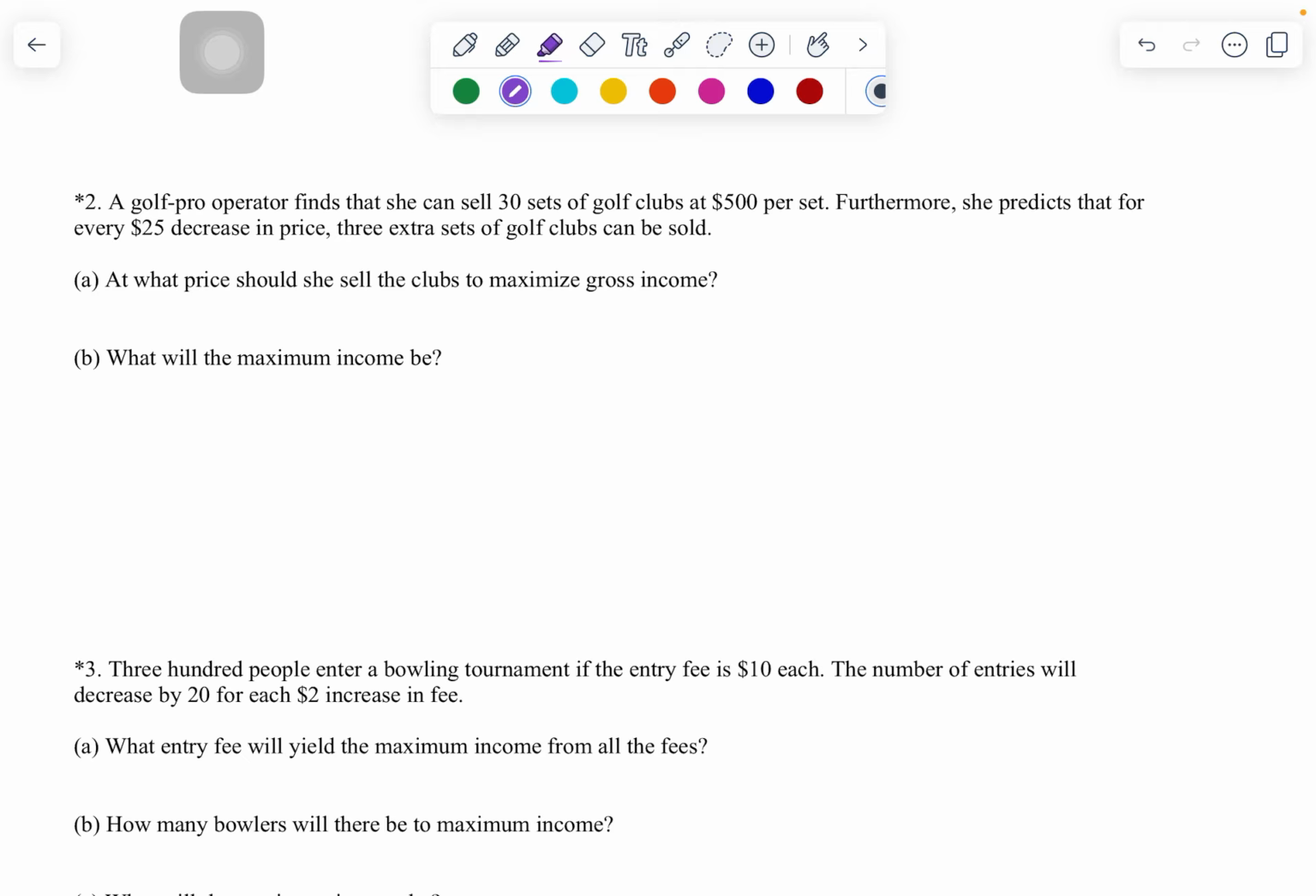So let's see, we can sell, let's get my highlighter going. There we go. 30 sets of golf clubs at a price of $500 per set. And then the prediction comes in for every $25 decrease in price, we're going to sell 3 extra sets of golf clubs. All right. So simply based off of this information, I'm going to create myself a revenue equation.